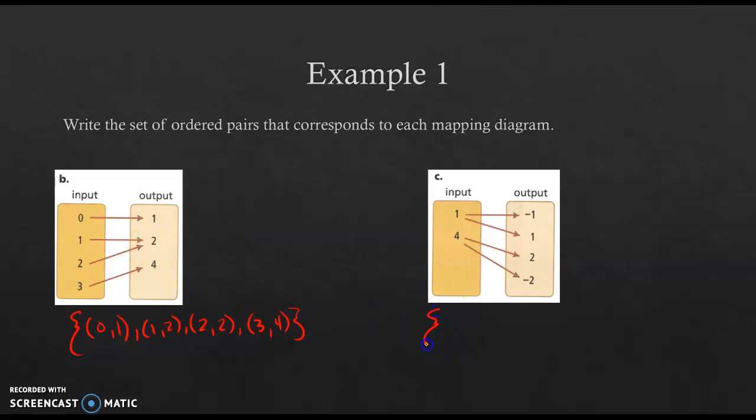And then for C, our ordered pairs are going to be 1, -1, 1, 1, 4, 2, and 4, -2. All right, and that's how we can take a mapping diagram and find our set of ordered pairs. I could also take that mapping diagram and create a table or a graph, maybe even figure out an equation. So that's just different ways that we can express relations.